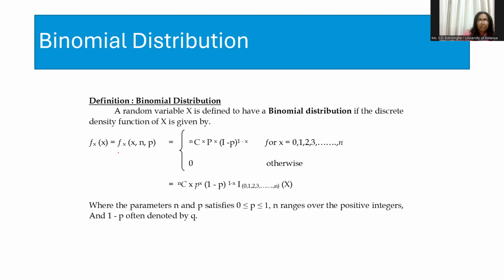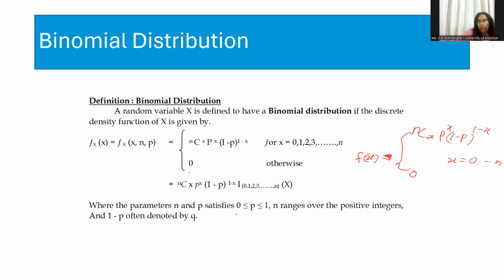So how can we write it? F(x) equals the sum starting from 0 ending with nCx p to the power x, q to the power n minus x, or (1 minus p) to the power n minus x. So x goes from 0 to n.